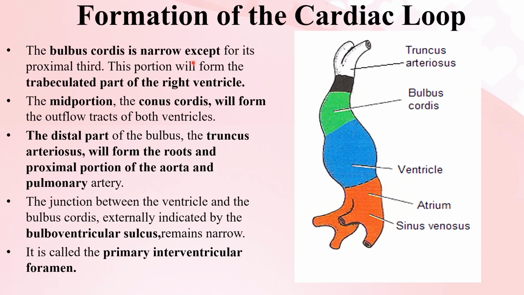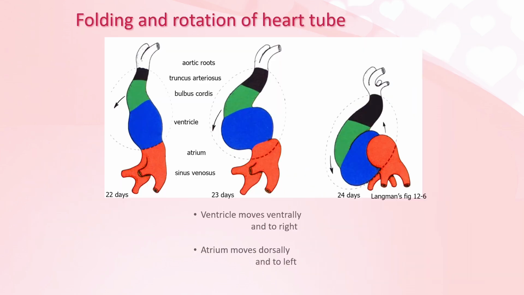So the bulbus cordis is narrow, except at its middle third proximal area which is forming the trabeculated part of the right ventricle. This is the conus cordis which is forming the outflow of both the right and the left ventricle, and this is the truncus arteriosus, the more distal part which is forming the root and the proximal portion of the aorta and the pulmonary trunk. The junction between the ventricle and bulbus cordis is the bulboventricular junction, and it remains narrow. It is called the primary interventricular foramen.